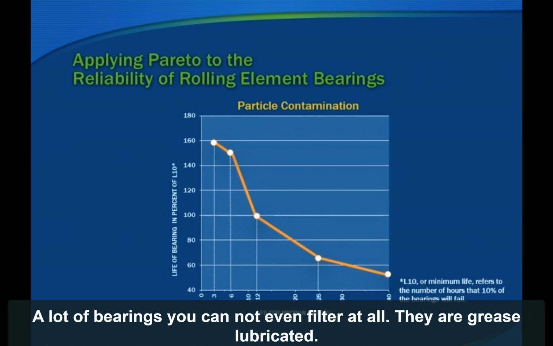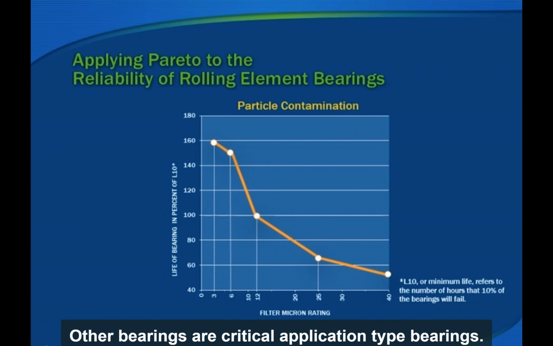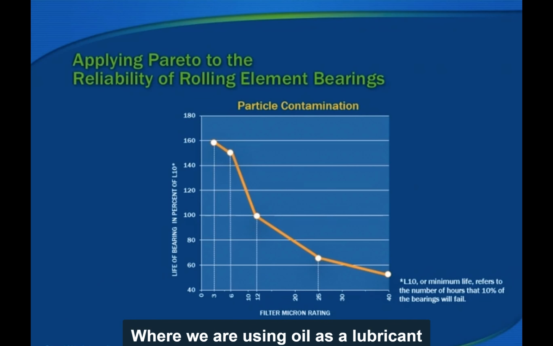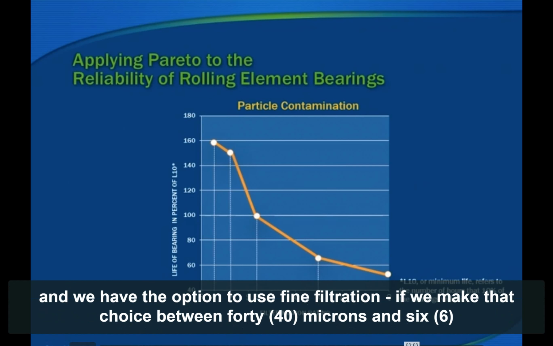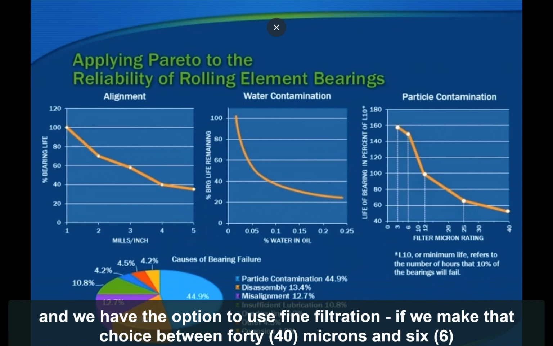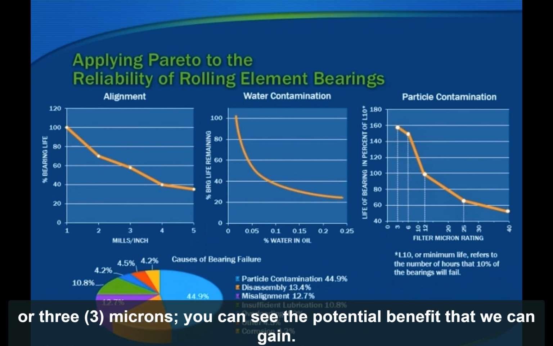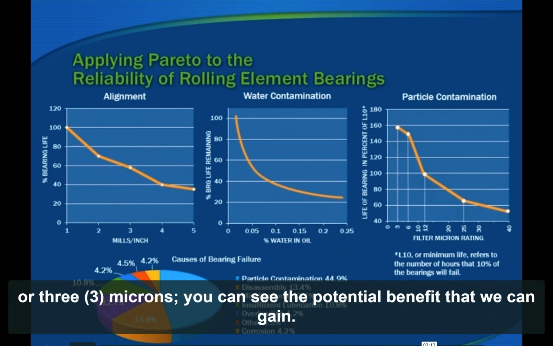Now, a lot of bearings you can't even filter at all. They're grease lubricated. You can't put a 40 micron filter or a 3 micron filter. But other bearings are critical application type bearings where we are using oil as our lubricant, and we have the option to use fine filtration. If we make that choice between 40 microns and 6 or 3 microns, you can see the potential benefit that we can gain.